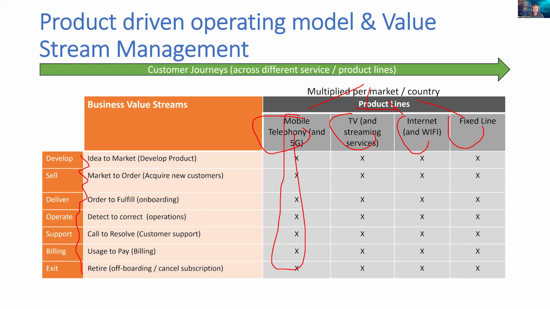Like, for example, somebody is onboarding. One value stream would be order to fulfill. Somebody wants to subscribe to mobile telephony, so it's a whole onboarding to that mobile telephony work stream. But typically the same onboarding could be done for TV and internet and fixed line, right? So you see that the activities people do to onboard a new customer or fix an issue or do usage to pay are typically end-to-end flows that are similar across the different product lines.